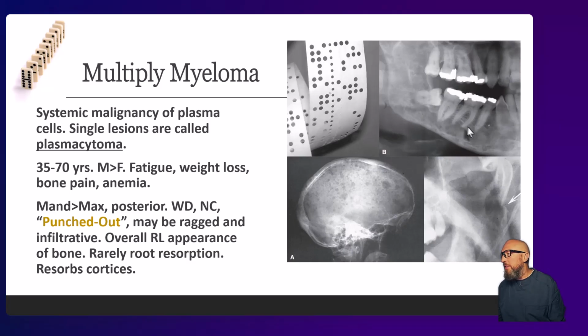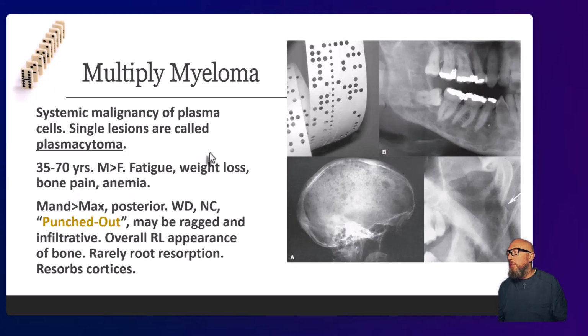They talk about these as well-defined but non-corticated. If you look really close, I think some of them do appear to have a cortex. And that's going to be the case with multiple myeloma or Langerhans cell histiocytosis. But just seeing multiple of these and a lot of them non-corticated, go with that punched out description and start thinking multiple myeloma. Sometimes these can appear more malignant where they're ragged and infiltrative. Sometimes the bone overall just looks more radiolucent, that osteopenic appearance. It resorbs cortices. Rarely is it going to resorb roots though.